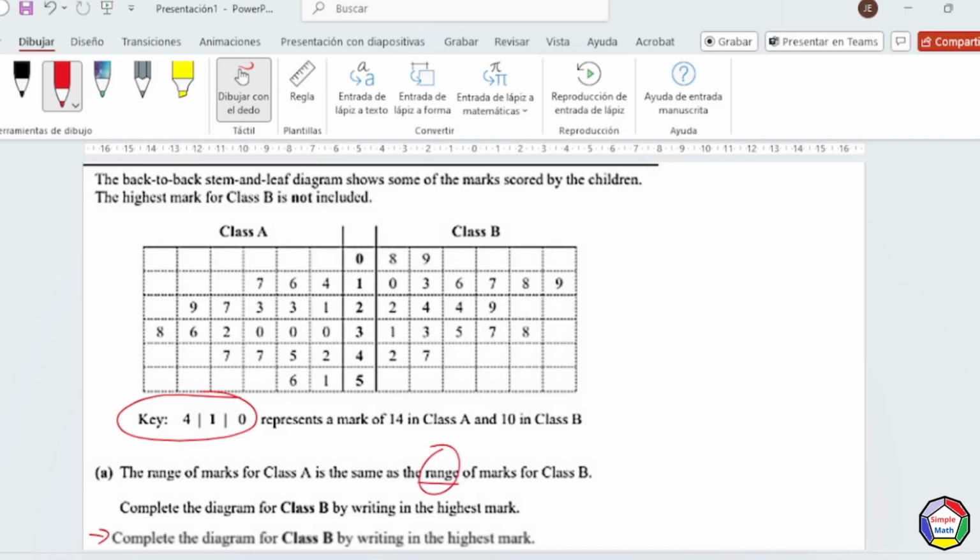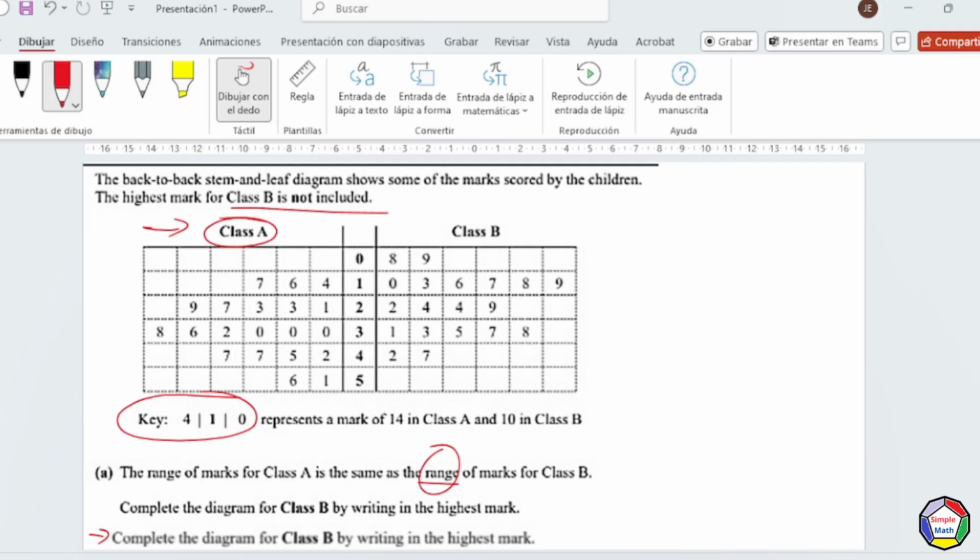So which set is complete? The set of class A, because it says class B does not include the highest mark, so class B is not complete. We need to start by using the information of the set that is complete. So we will get the range for class A.